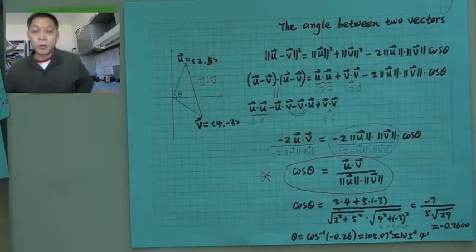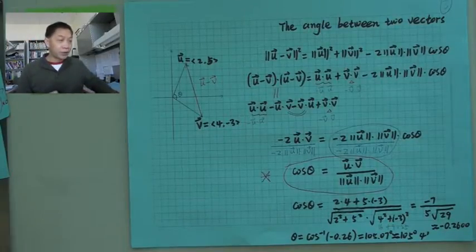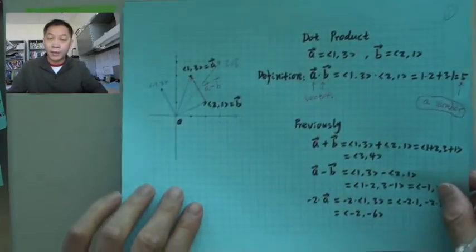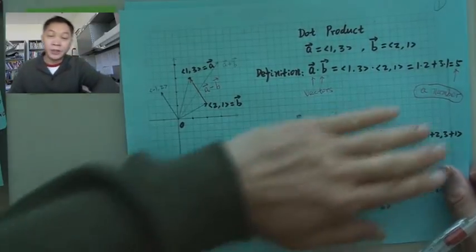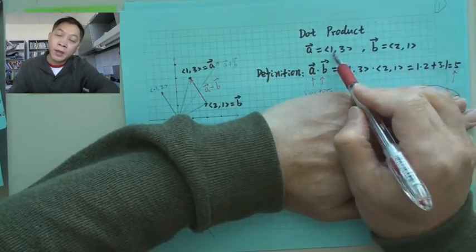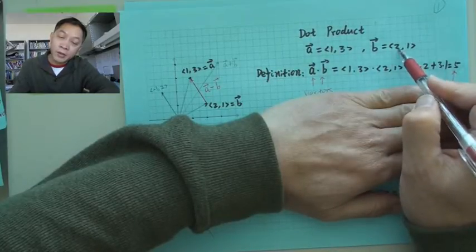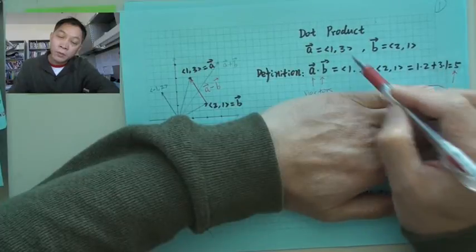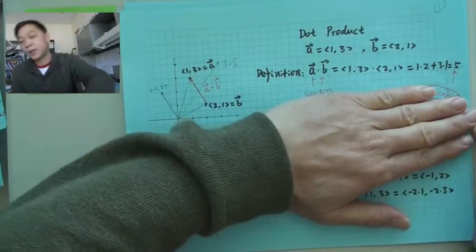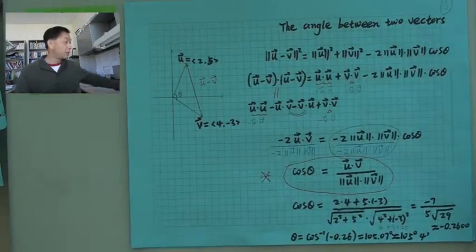Last time we talked about the definition of the dot product. Dot product is quite an easy thing. You see down here, a dot b is a number. a and b are vectors, and then you use x times x, 1 times 2, plus y times y, 3 times 1, and you add them together. That's the dot product. And we know that the dot product has 4 properties.